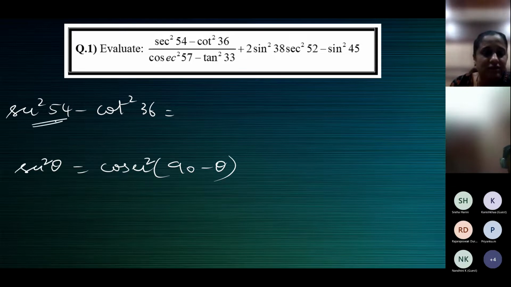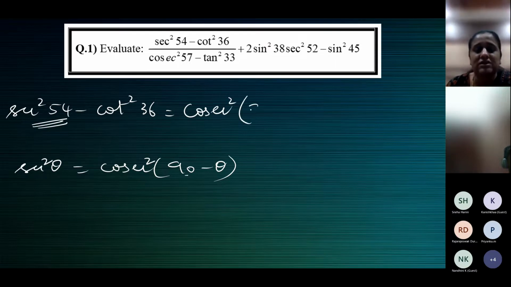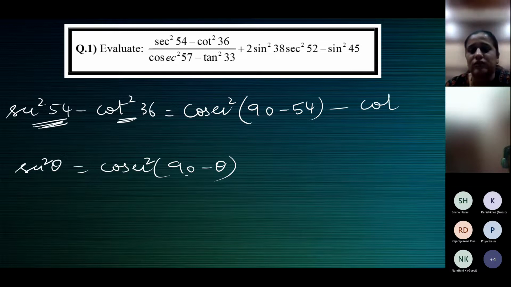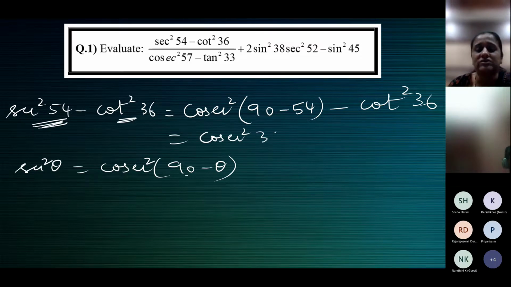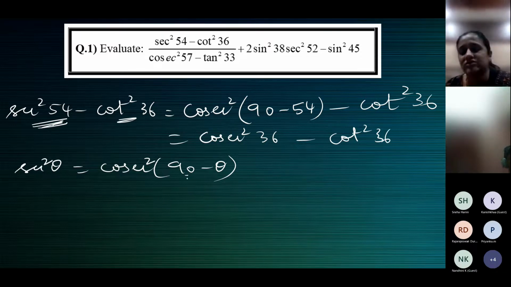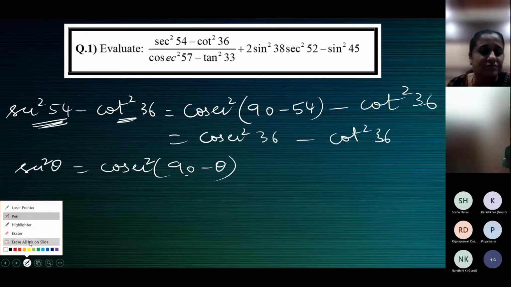So you have secant square theta, and you can write it as cosecant square 90 minus theta. 90 minus theta is 54. You change this one. No, don't change this, write that as it is. Change any one of the two. Don't change both. So that will be cosecant square 90 minus 54, which is 36, minus cot square 36. So see here, cosecant square 36 minus cot square 36 is 1, because cosecant square theta minus cot square theta is 1.